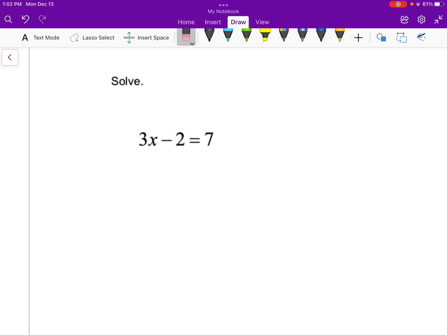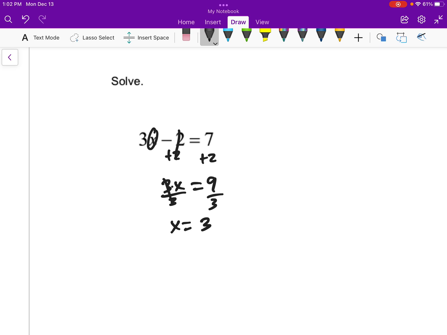All right, usually our strategy is we're trying to get x by itself. So if I want to get x by itself, I could add the 2 over. That would be 0. So now I have 3x equals 7 plus 2, which is 9. It's 3 times x, so I'm going to divide by 3, the inverse of times. So that's 1x, or x. I have to divide the other side by 3. So we get our solution.